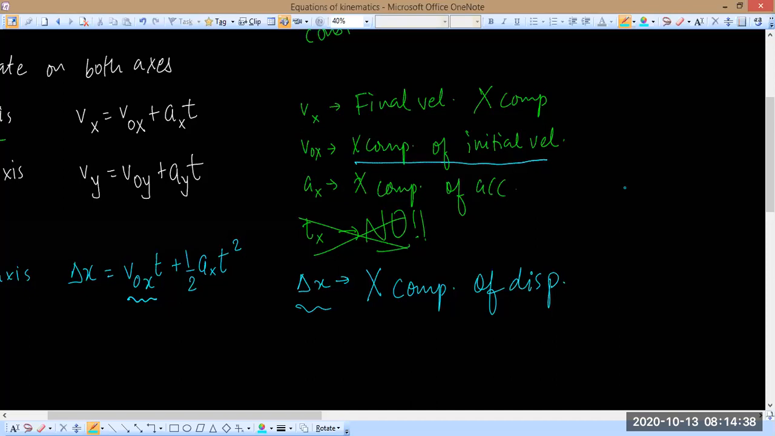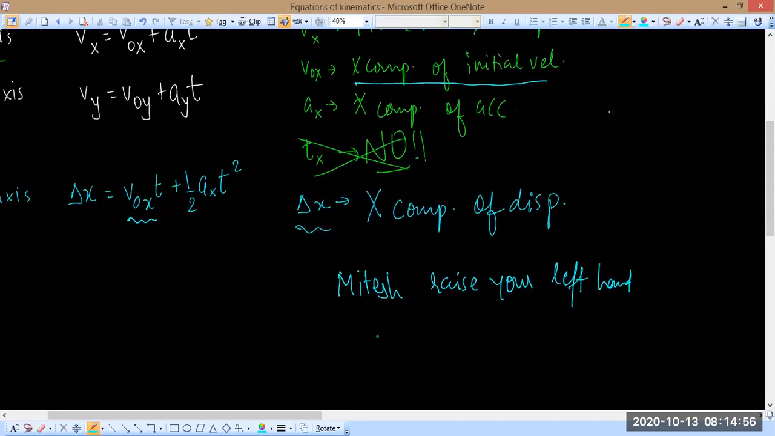Okay, suppose let's say Mitesh, okay, there's probably nobody named Mitesh in your class. So if I would say Mitesh, raise your left hand. Okay, very good, that makes some sense. If instead of that I'd say left hand, raise your Mitesh. So this is exactly the difference between those two sentences, right?